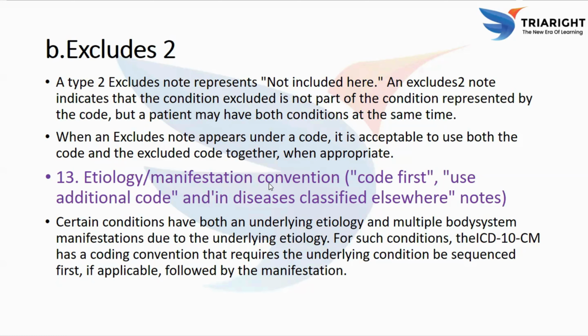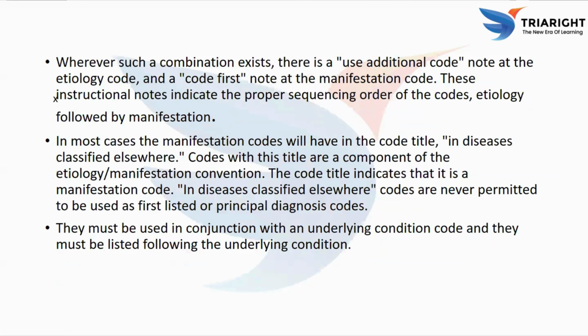So what are the coding rules? When both are present, you will see a note saying use additional code next to the etiology, the cause code. You will also see code first next to the manifestation code. This tells you the order to code: first the underlying cause, which is the etiology, and then the resulting condition, which is the manifestation.